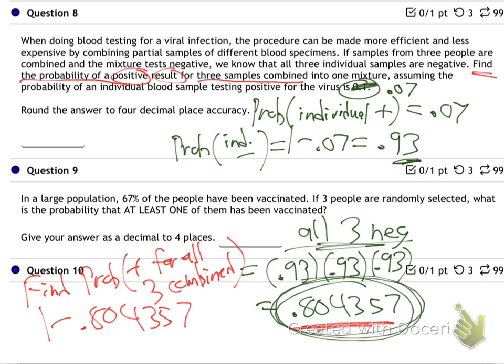Like that, which comes out 0.1, whatever it does, 0.195643. And then round it on that.